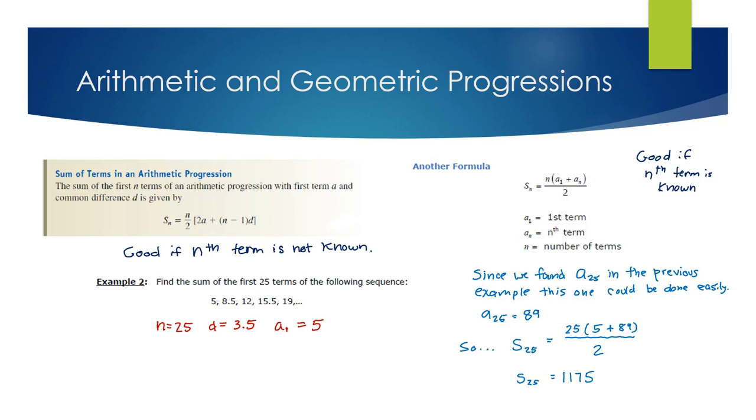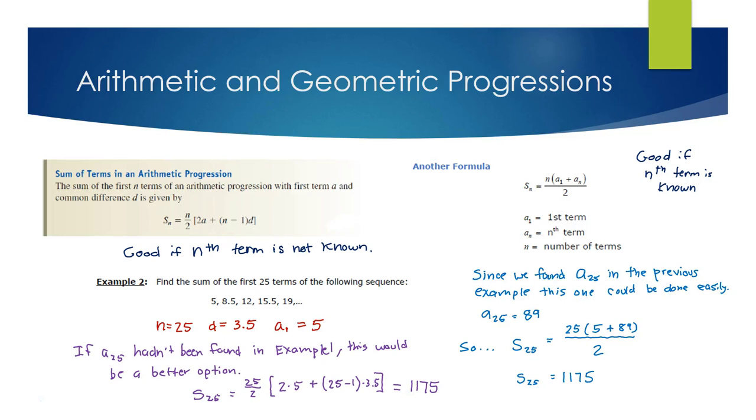Just to show you, though, if we had not done example 1 first, I said the first formula would have probably been more appropriate because we had not calculated the last term of the sequence. So if I plug this formula in as well, I'd still get 1,175. That should be taken for granted. We should know that either should produce the same results. It's just the circumstances you might be presented with that determine which one you want to use.